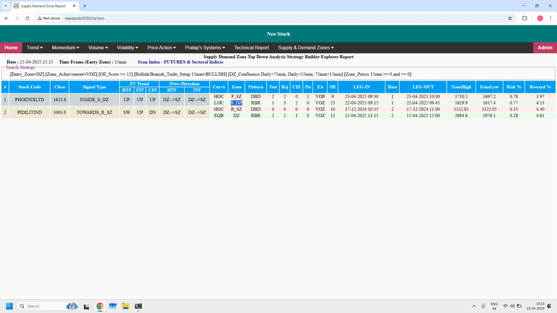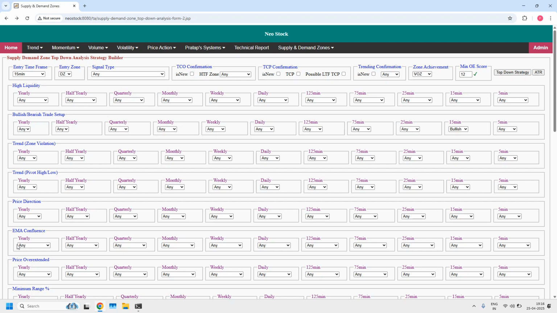Because 15 and 75 together overlapped with daily demand zone. In daily income trade, HTF is daily. So the daily trend is up. Because the daily trend is up, then the overlapped 15-minute demand zone with daily is having more high probability if EMA confluence is supported. Let us verify.